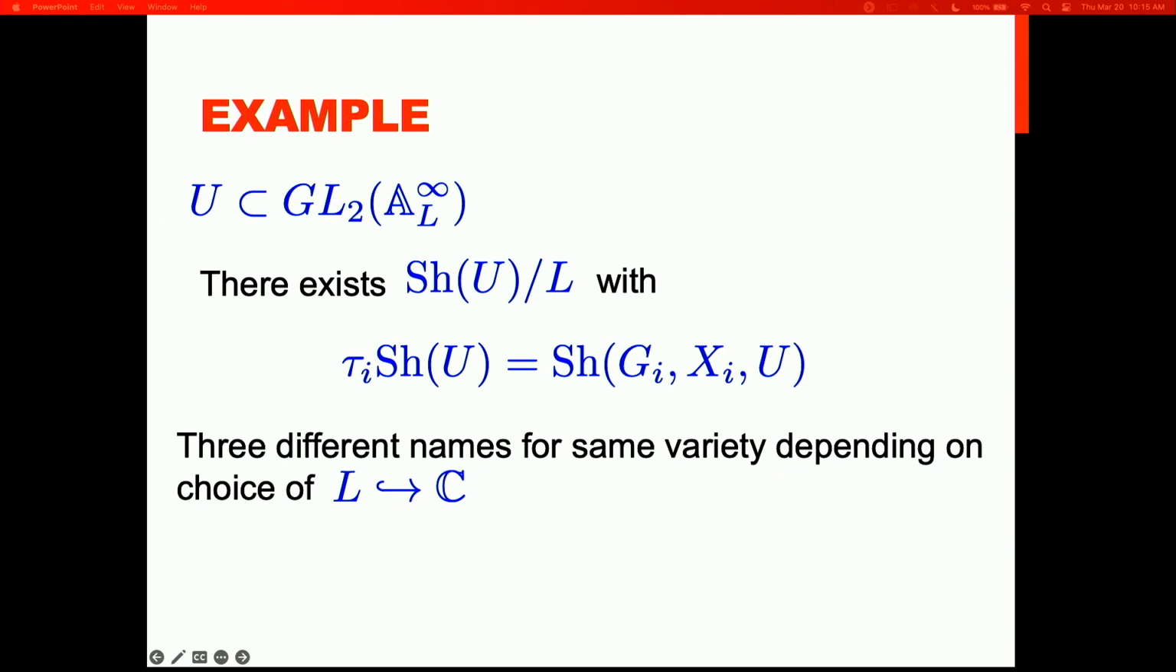However, there's one variety over the field L which, under the embedding tau i, gives the Shimura variety associated to G_i and X_i. So we've got really one variety, or collection of varieties, living over the totally real field L, but we've got completely different names for it, depending on how I choose to consider L inside the complex numbers. And as I say, this doesn't seem satisfactory to me. My feeling was you should want to parameterize a variety over L, and unless you want to do complex uniformization, you really don't care about the choice of embedding.